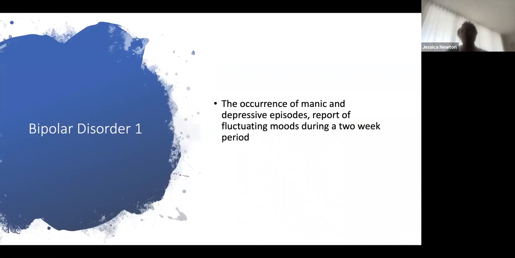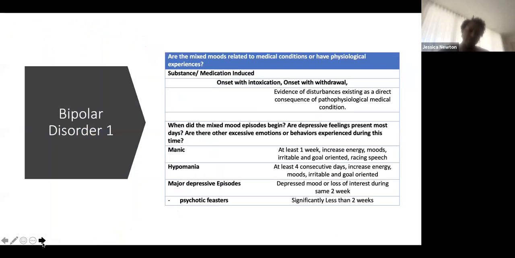So when we're looking at bipolar disorder, we're looking at an occurrence of manic and depressive episodes, a report of fluctuation in moods, and we really want to look at a 2-week time period to see if these fluctuations of moods, the presence of the manic episodes and depressive episodes, are within this shorter time period. So again, here we have some specific questions. First thing is, are these mixed moods related to a medical condition?